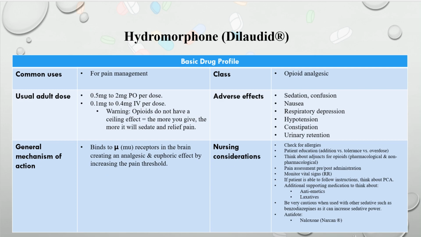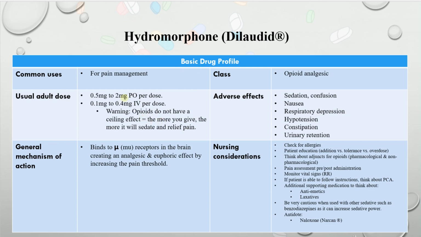Now, next medication is Hydromorphone with brand name Dilaudid. Common uses, this is for pain management. It belongs to the class of opioid analgesics. The usual dose ranges between 0.5 milligrams to 2 milligrams by mouth per dose. It is also given IV, but the dose, as you can see, goes down significantly to 0.1 milligrams to 0.4 milligrams IV per dose.